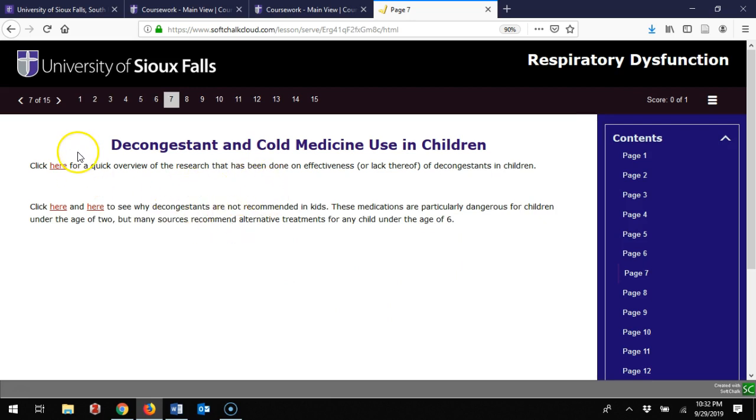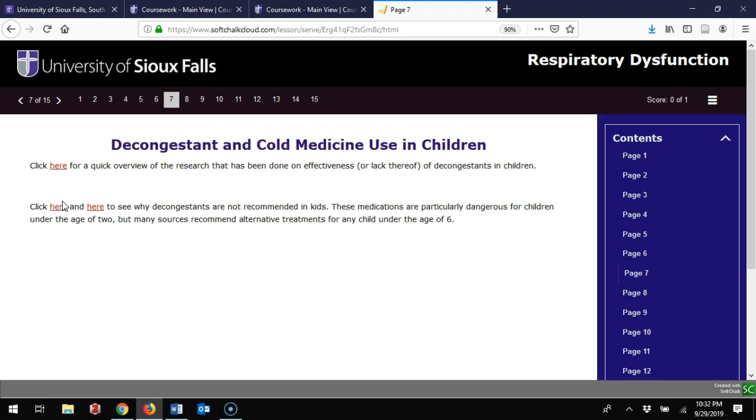Decongestant cold medicine. There's a quick overview here. The long and short of it is don't use it in children. With decongestants, I don't prescribe it for any child under the age of 6. And for those children above 6, I'll only prescribe it at night to let them have a good night's sleep. The reason why is that it's been linked to increased morbidity and mortality.